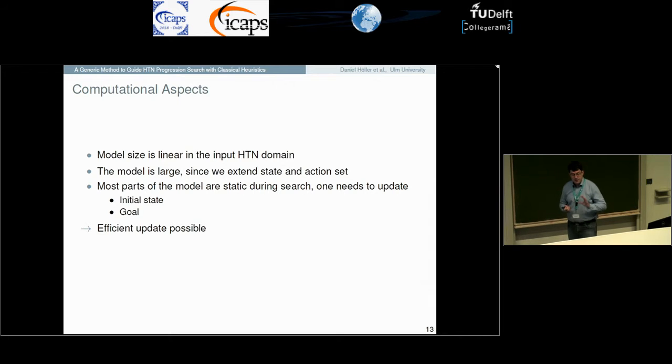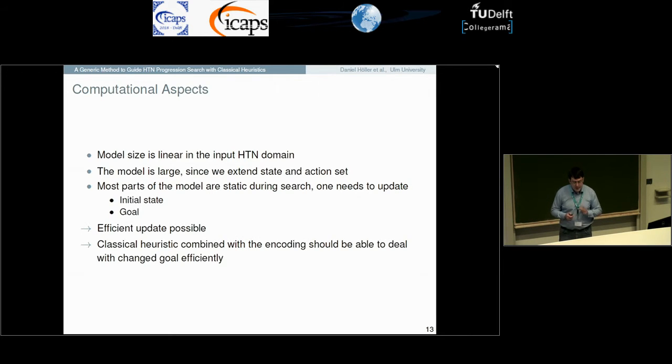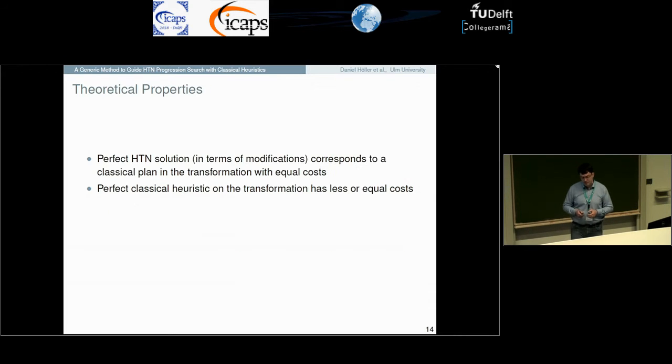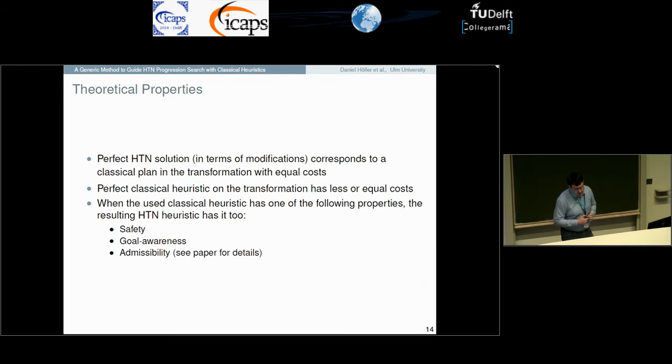And there are a few parts that have to be updated during search. That's the initial state and the goal. So an efficient update is possible, but we need to use a heuristic from classical planning that can deal with changing goal states. A quite interesting property is that the perfect HTN solution in terms of modifications corresponds to a classical plan with equal costs, so we can construct safe and goal-aware heuristics, and with a simple trick, also admissible heuristics. Please have a look at the paper if you're interested in that.